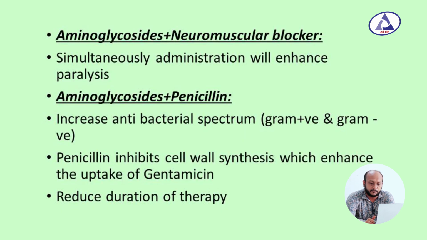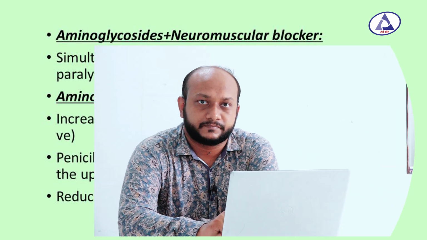Aminoglycosides and neuromuscular blockers: simultaneous administration will enhance the paralysis. Aminoglycosides and penicillin: they increase the antibacterial spectrum of activity, because penicillin inhibits cell wall synthesis, which enhances the uptake of the aminoglycosides. It reduces the duration of therapy.